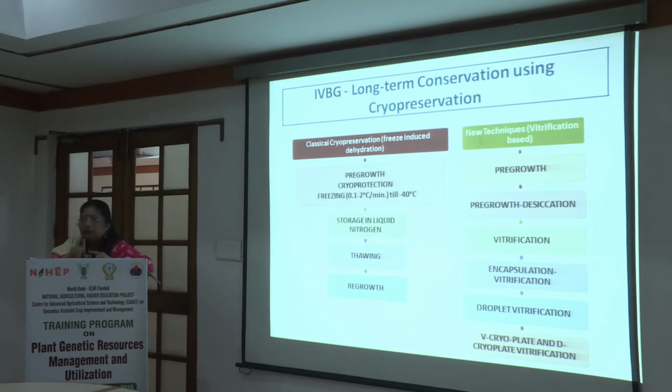Typically you have been shown all the protocols yesterday, so I am not going to go into the details, but there are 2 broad categories of cryopreservation methods. One is the classical cryopreservation using freeze-induced dehydration, where there is pre-growth, cryoprotection, freezing, storage in liquid nitrogen, thawing and regrowth. Here we use the controlled freezer, whereas there are other vitrification-based techniques where we condition the plant to tolerate desiccation. Once the excess water has been removed, then we put it in liquid nitrogen, and equal precaution is taken while we thaw the material.